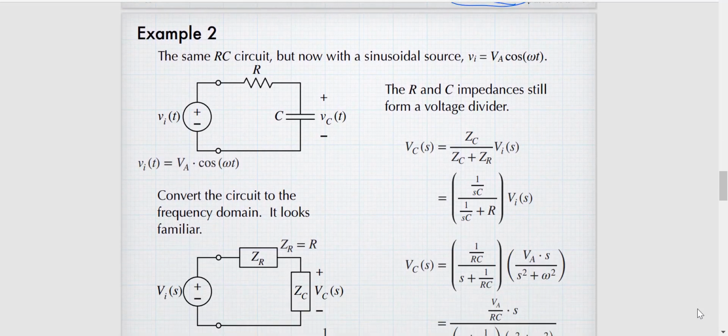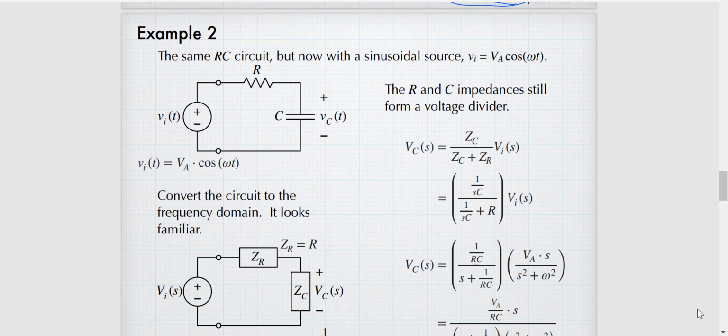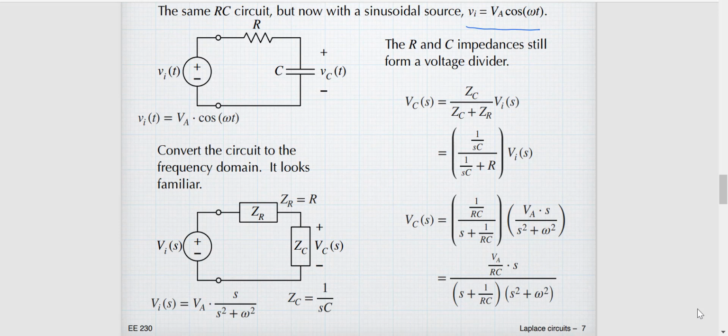Okay, and then this is the example 2. We use the same RC circuit, but we use the sinusoidal source like this one. Vi is equal to Va cosine omega t. Okay, so similar, we convert the circuit to the frequency domain. The difference is only the input voltage here. Because of the Va cosine omega t, the cosine omega t transformed to the Laplace transform is s per s squared plus omega squared. Va is constant, so we just multiply by Va.